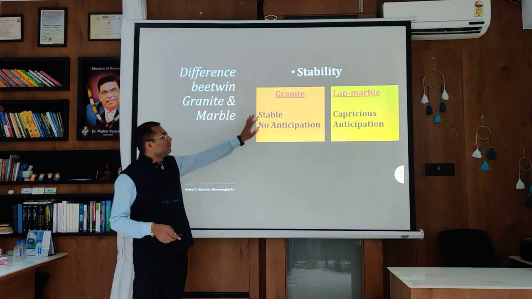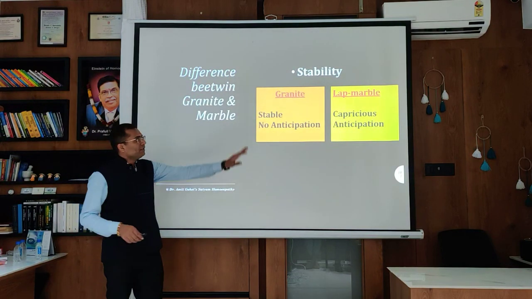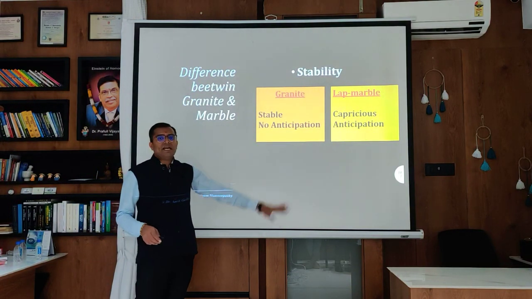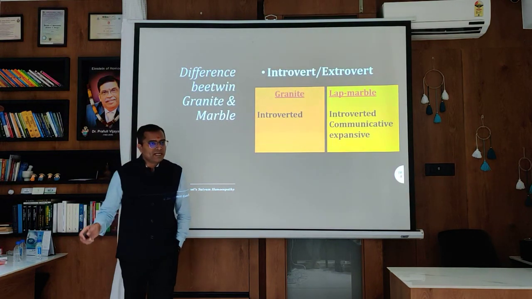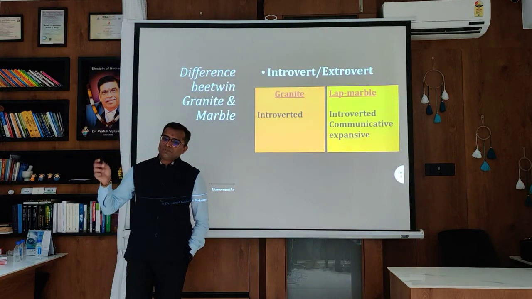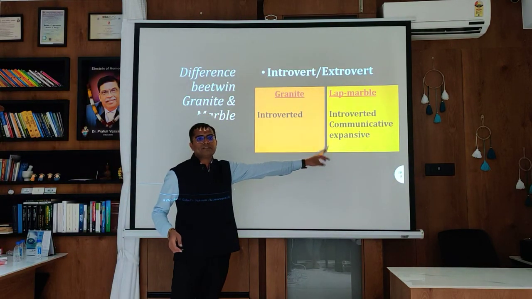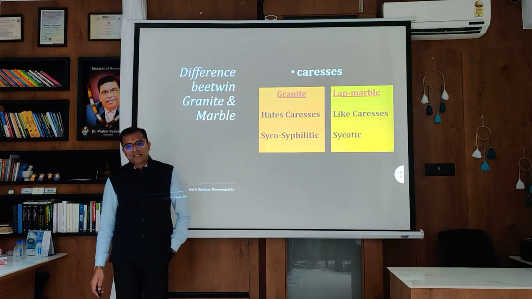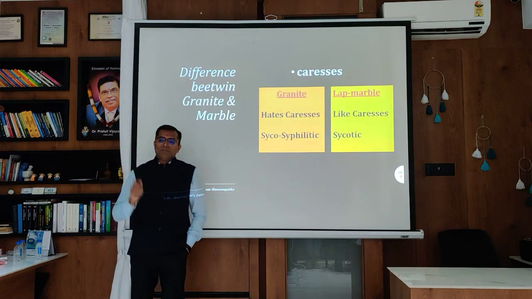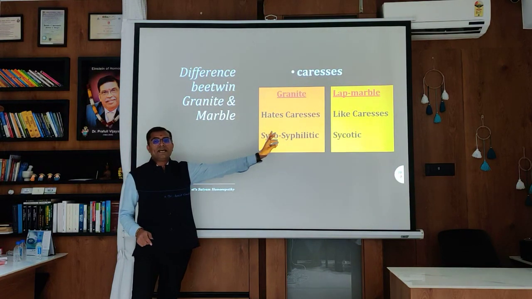Stability: Granite is more stable, there are no anticipations. Lapis marble has capriciousness and more anticipations. Introvert and extrovert: Granite is introverted, Lapis marble is also introverted, but there is a rubric called communicative, expansive, wherein it is given as communicative, expansive. Lapis marble is like Syphilinum and a psychotic remedy, whereas Granite hates Syphilinum and is a psychosyphilitic remedy.